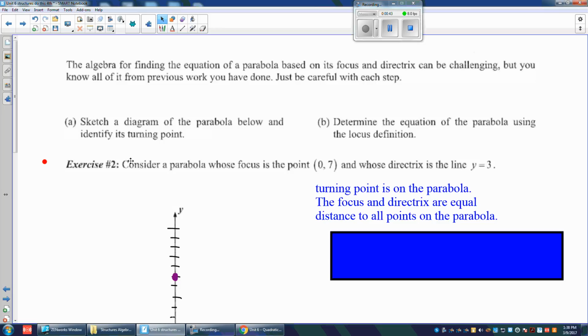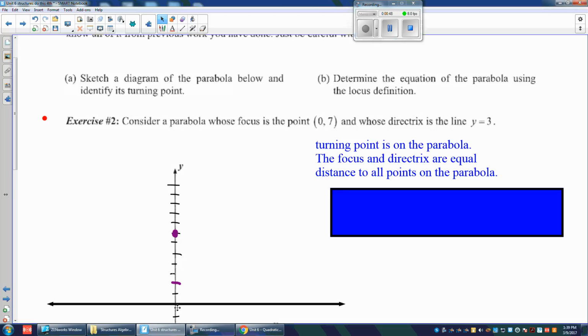Okay, here we want to consider a parabola whose focus point is 0, 7. So let's see. This is 0, 1, 2, 3, 4, 5, 6, 7. There is its focus right there. Directrix is the line y equals 3. There's the directrix. There's the point. Now, what do we know? I know for a fact that every point on the parabola is equidistant from the focus and the directrix. So there has to be a point right between these.